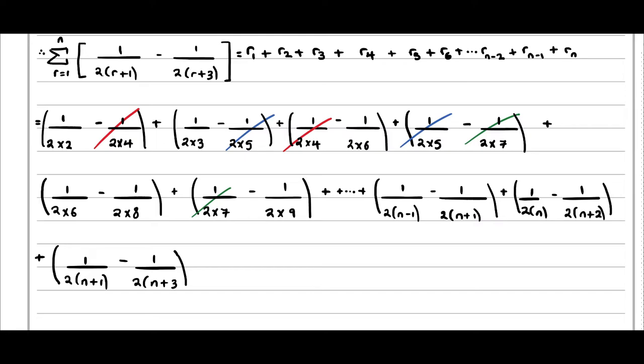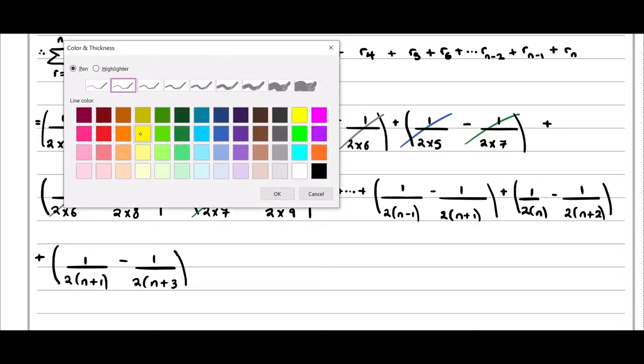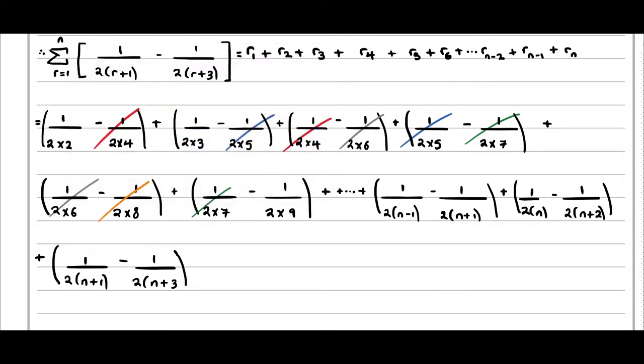And you'll notice this term and this term cancels. Now, this term, the minus 1 over 2 times by 8, and the 1 over 2 lots of n minus 1 would cancel. Because remember, if n is equal to 9, then we have over here 1 over 2 lots of 9 minus 1, which is the same as 1 over 2 times by 8. So if we cross that out in a different colour, this term and this term would cancel out.